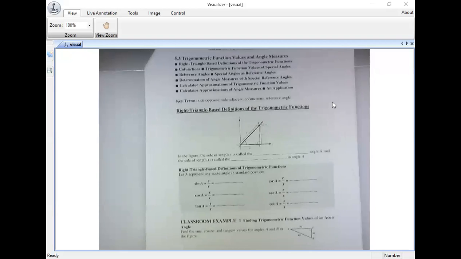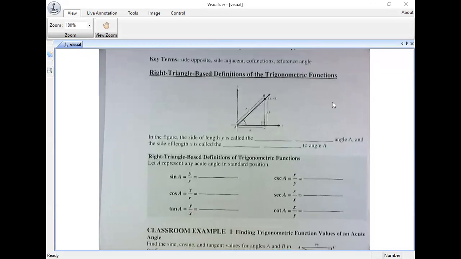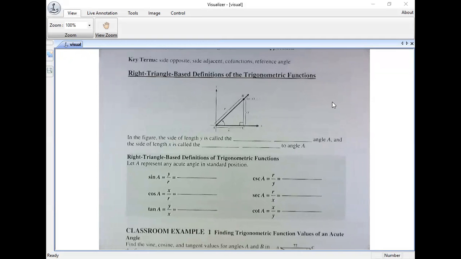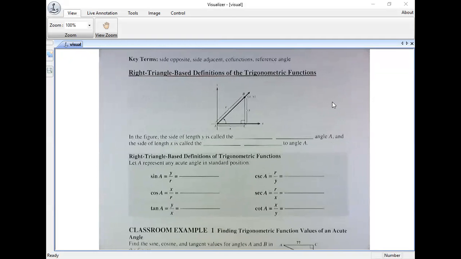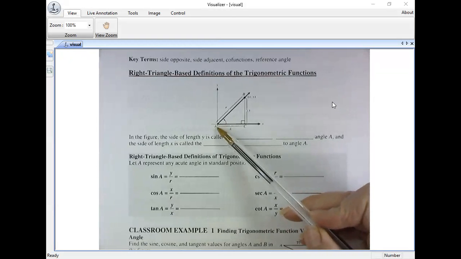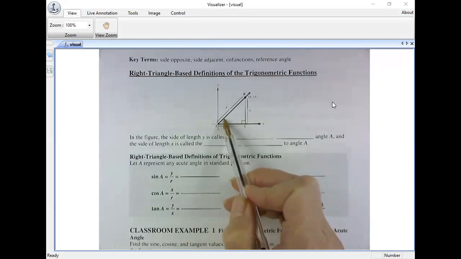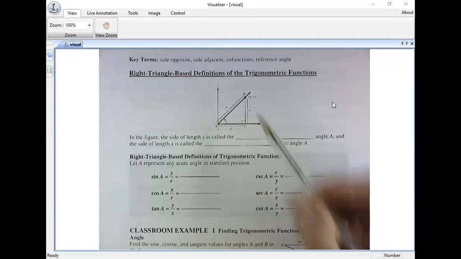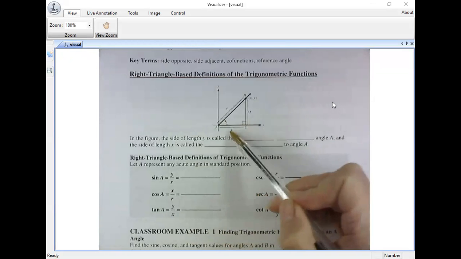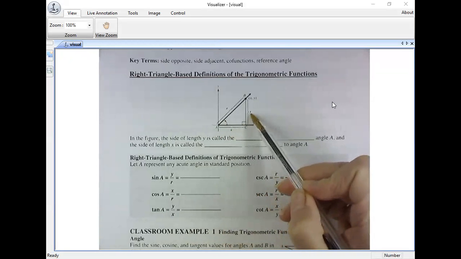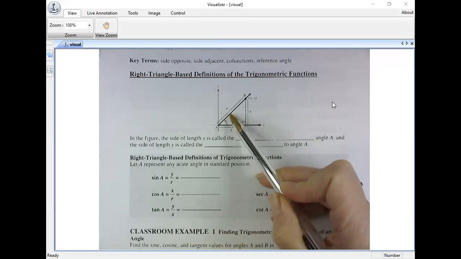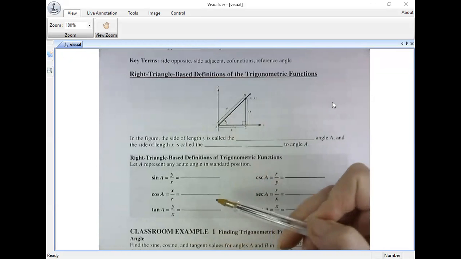So, as we start section 5.3 today, it starts off really just reviewing what we have covered. They've given us a right triangle here, and if this is the angle of interest, they have labeled this as side X, this is side Y, and this is our hypotenuse, which they're calling R.